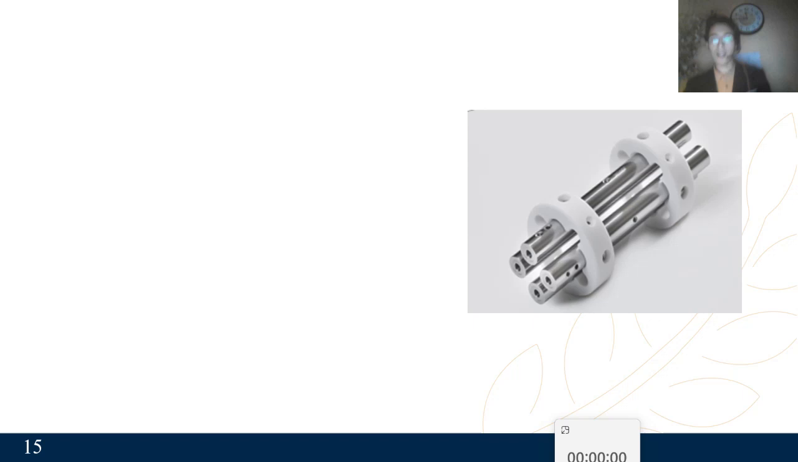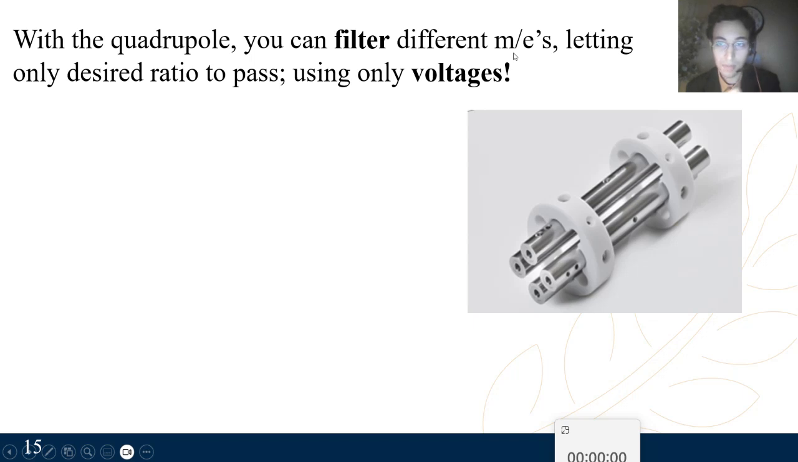But for the quadrupole, look at this. Four rods. Can you even imagine that? You can do the same function as a magnetic sector with these four rods right here. These two rods are the positive rods. They are supplied a positive charge, and these two poles are supplied a negative charge equal to the negative of the positive. So it's the same amount, but in the opposite direction. So you can filter different mass over charge using only voltage. You don't need magnets anymore.